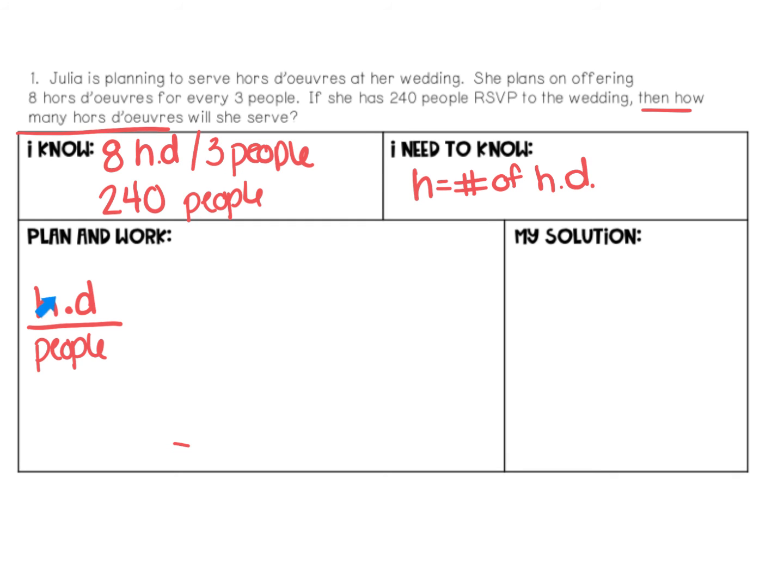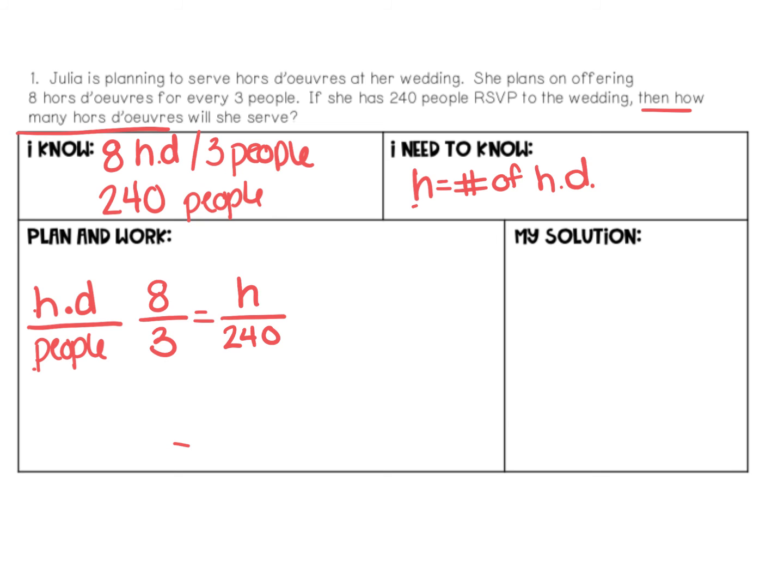This step, setting up those labels, is really important because now I know that anytime I have a number that's dealing with hors d'oeuvres, it's going to go in the top of my proportion, and anytime I have a number that's dealing with people, it's going to go on the bottom. So I'm going to then write the given ratio: 8 hors d'oeuvres for every 3 people. The other piece of information I have is that there are 240 people. Looking back at my labels, I put people on the bottom, so I'm going to put the 240 people on the bottom, and then H, my variable, was an hors d'oeuvre thing, so that is going to go on top.